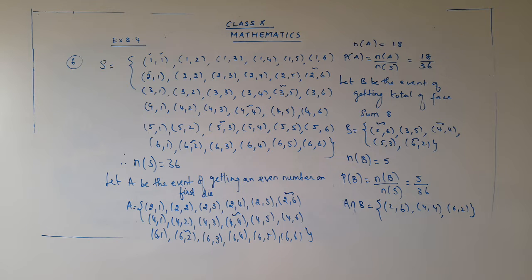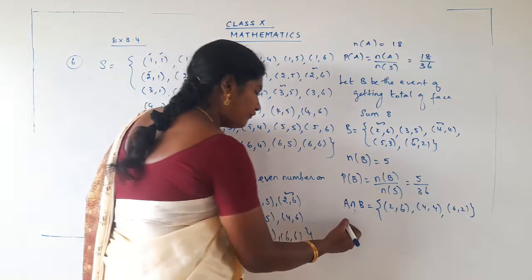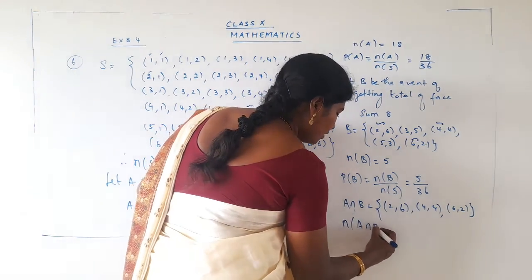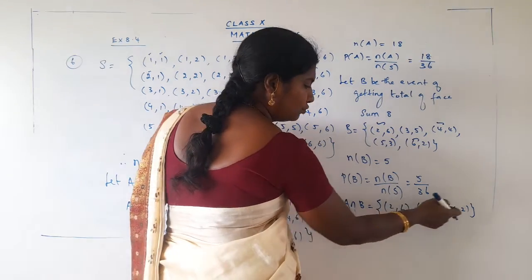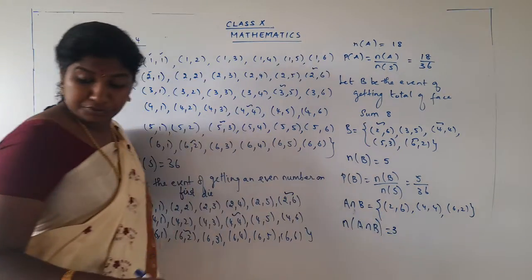Okay, have you taken down? So once you know A intersection B, now you have to write down what is the n of A intersection B, and after finding n of A intersection B, you have to write down what is P of A intersection B. Just complete that step. So I get here n of A intersection B is equal to how many elements are here? 1, 2, 3. So n of A intersection B is equal to 3.